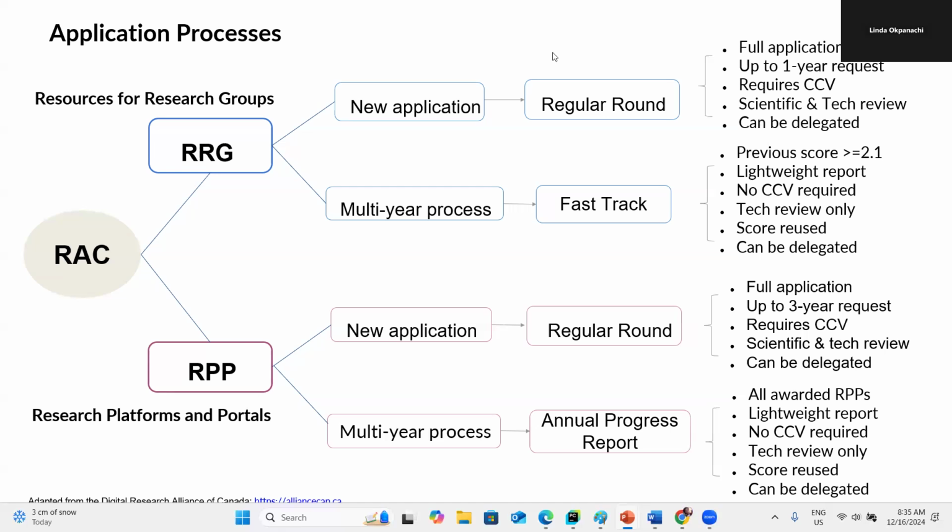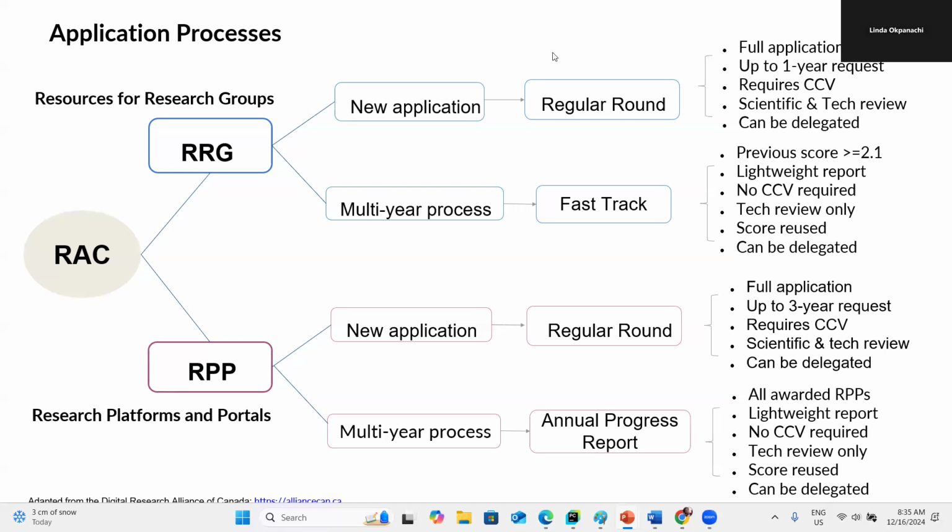And for this, you don't need a CCV this time. The only review, in fact, in this case, is the technical review, because they'll just be confirming your resource needs and if they still meet your project needs. And your previous score is used. We'll also be talking about the scoring matrix much later in the video.